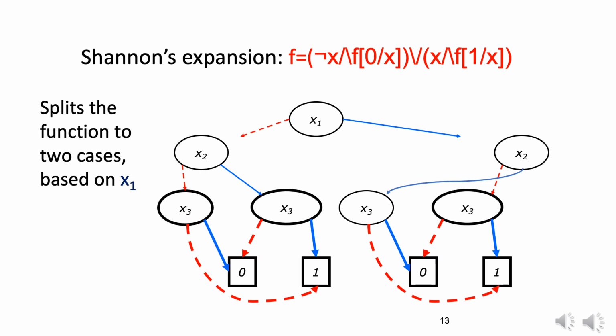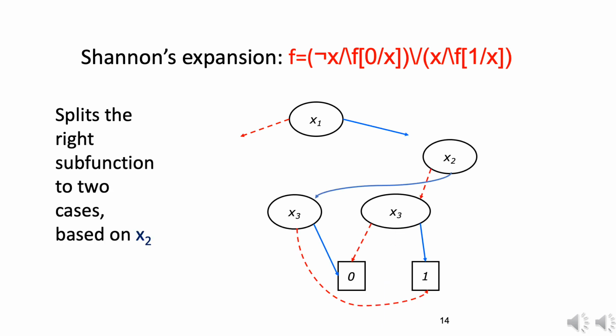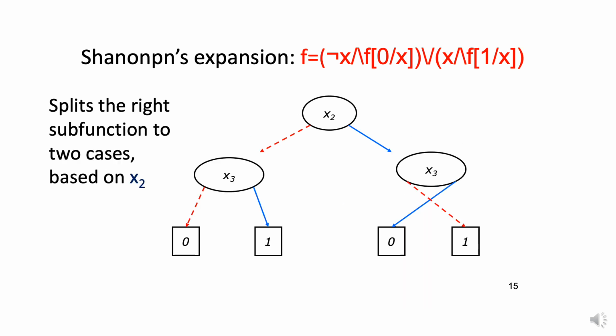We split our BDD according to Shannon's expansion based on the value of the variable x1, which is in the root. The left part corresponds to x1 equals 0, and the right part corresponds to x1 equals 1. Note that there is a lot of commonality between the two parts. So let's take the right-hand part, and we'll split it again according to Shannon's expansion based on the value of x2. So we obtain again two subgraphs.